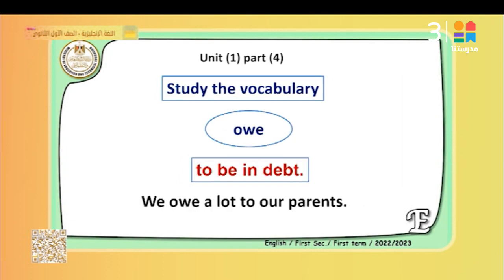We have the word owe. What does it mean, the word owe? To be in debt. So we can say I owe a lot of money to the bank, or we can say we owe a lot to our parents. We owe a lot to our parents, or we owe money to the bank.